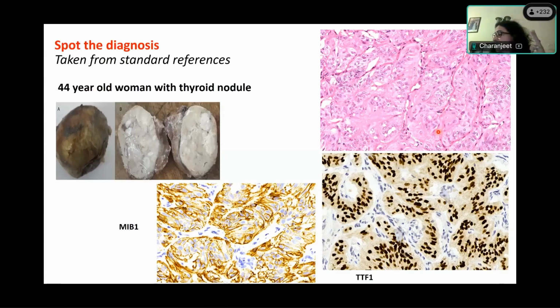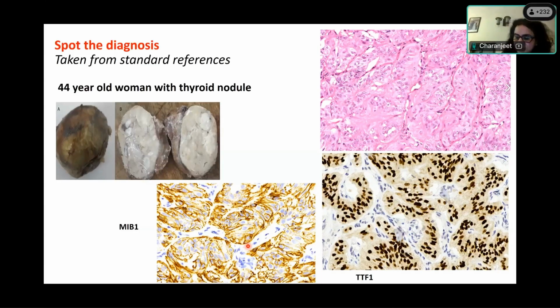Third, there are very characteristic nuclear features. They are like PTC, like papillary carcinoma. You will see grooving, inclusions, and some yellow bodies. Another very characteristic feature, it's arising from follicular cells, so you can see TTF1 positive. Somebody has written in the chat box, this is the only tumor where MIB1, that is Ki67, shows membranous staining. Normally Ki67 is always nuclear, but here it is membranous. So this is hyalinizing trabecular tumor, which is usually a benign tumor of thyroid.